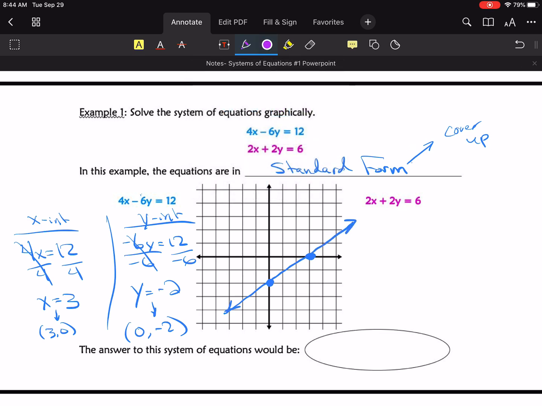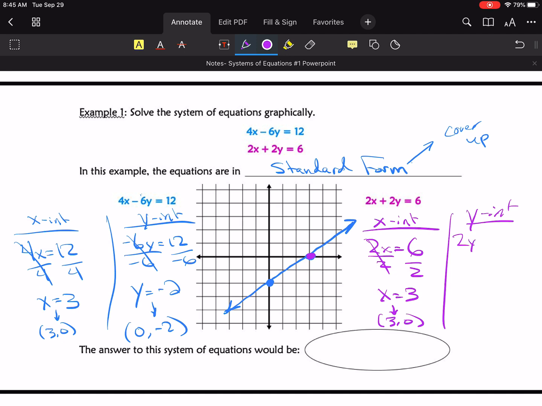Now, to do the purple line, or the bottom equation, right? Same thing, standard form, so I want to do the cover-up method. So to find the x-intercept, I cover y, divide the 2, so x would equal 3, which is the ordered pair 3, 0. So I plot that, find the y-intercept, cover up the x, so I have 2y equals 6, divide, which would be the ordered pair 0, 3. So here would be my second line.